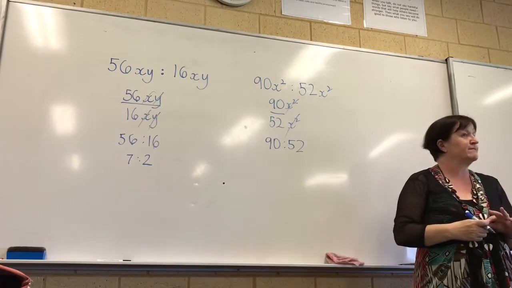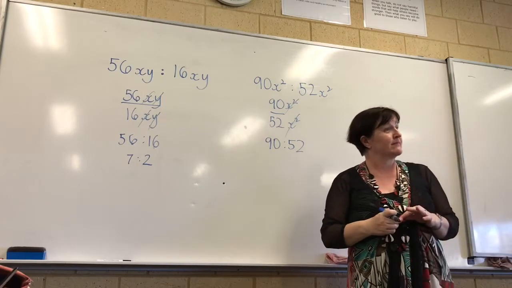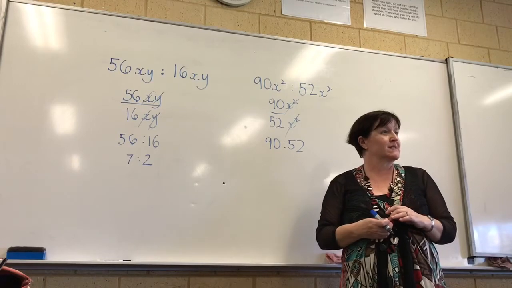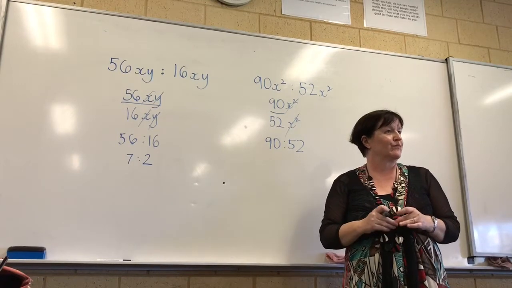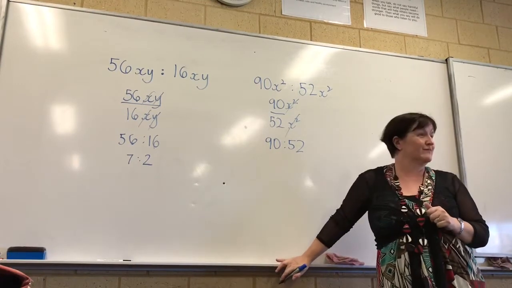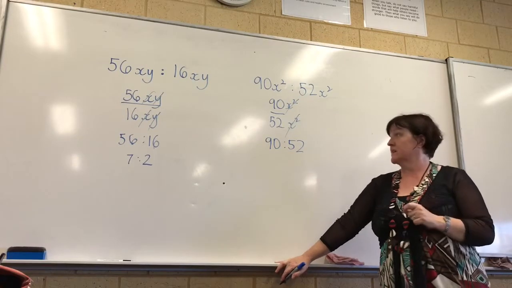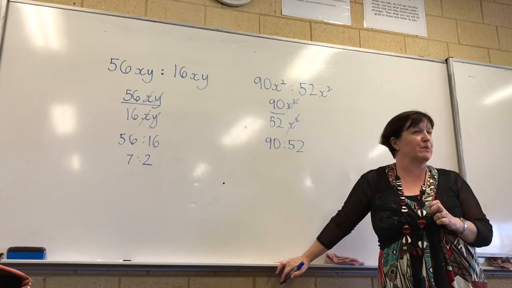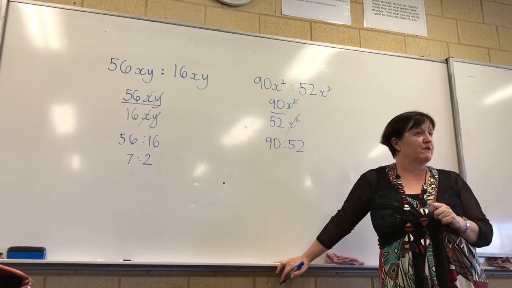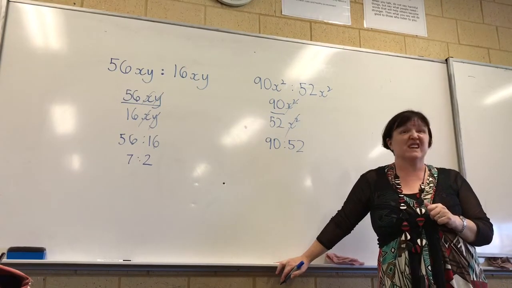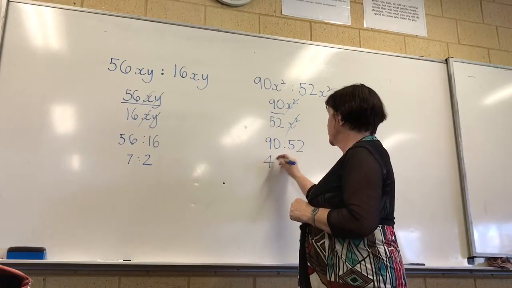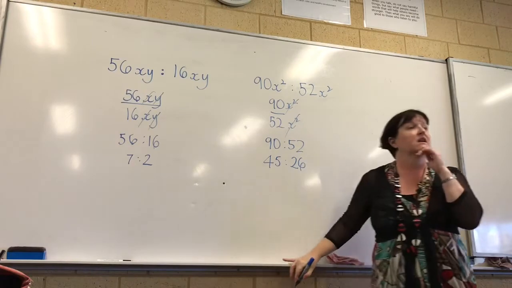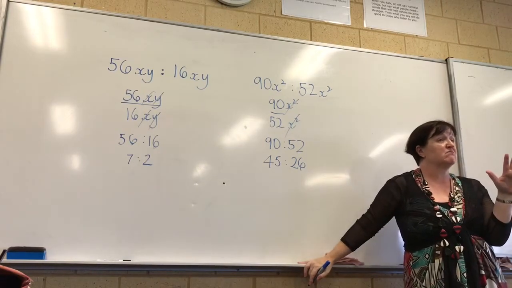And what do we do then? Highest common factor, which is... Do they both divide by 3? No, I don't think they do. 52 doesn't divide by 3. 2? No. 2. I think it's 2, actually, yeah. And so we've got 45 to 26. Anything else that divides in those? No. There's not, is there?